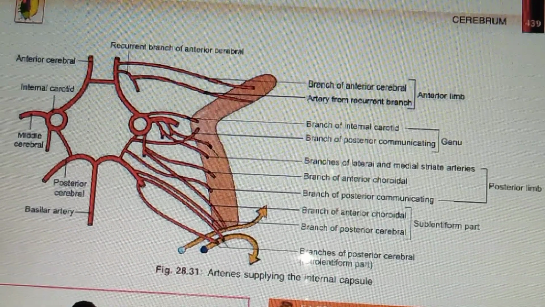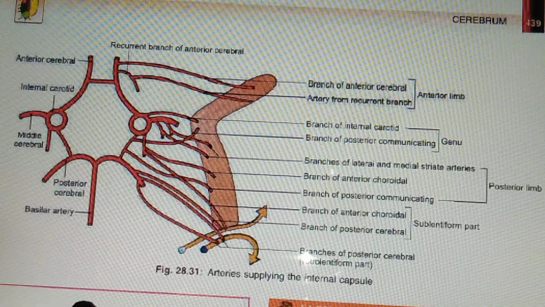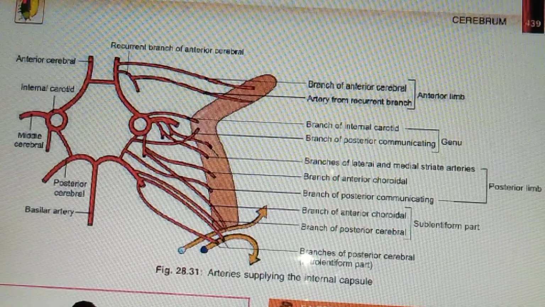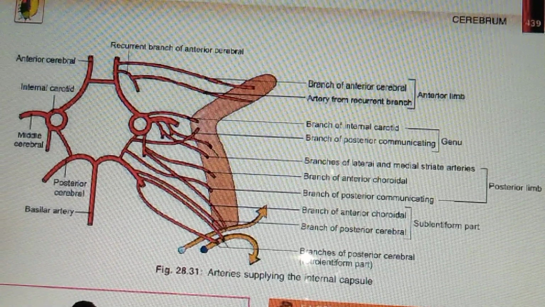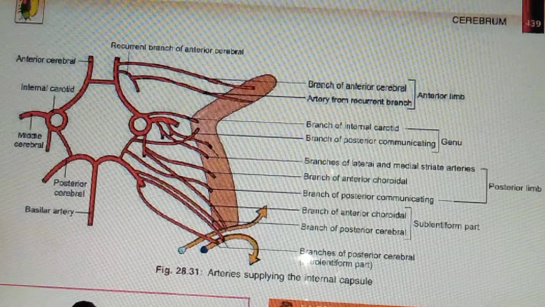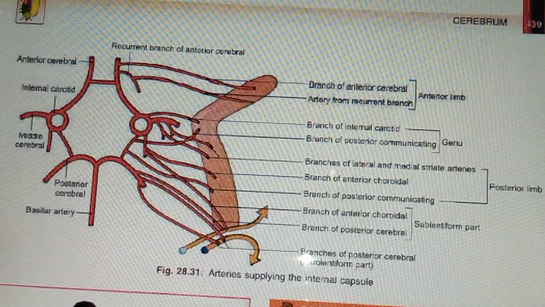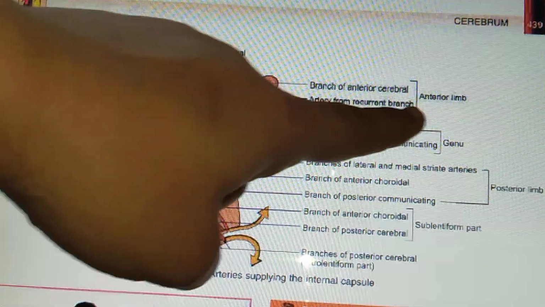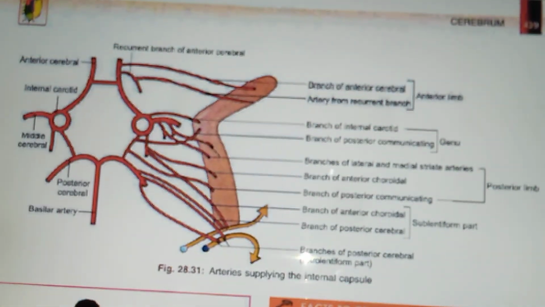Next, thrombosis of the recurrent branch of the anterior cerebral artery gives rise to an upper motor neuron type of paralysis of the opposite upper limb and of the face. This anterior cerebral artery, you have seen it here, is supplying the anterior limb. So when it is thrombosed, it will give rise to an upper motor neuron type of paralysis of the opposite upper limb and of the face.